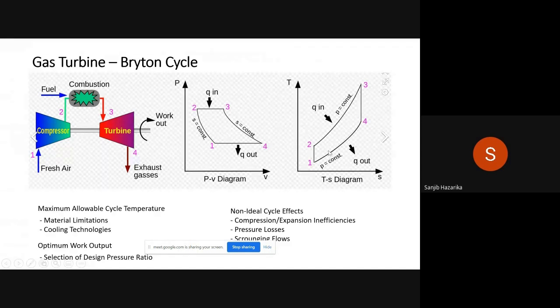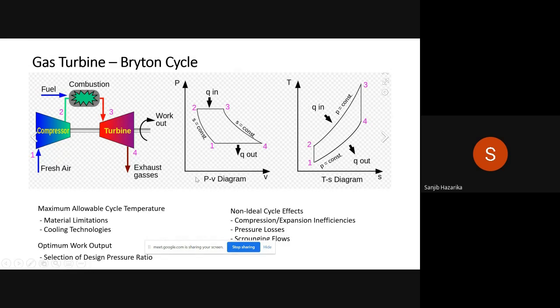So in this cycle, some of the things we have to take care of is the material limitation. We need to figure out how much maximum temperature it can reach depending upon what material is available. And the second is cooling technology. For some of the materials, we need to cool them because the temperature goes so high that without effective cooling, the material cannot sustain.